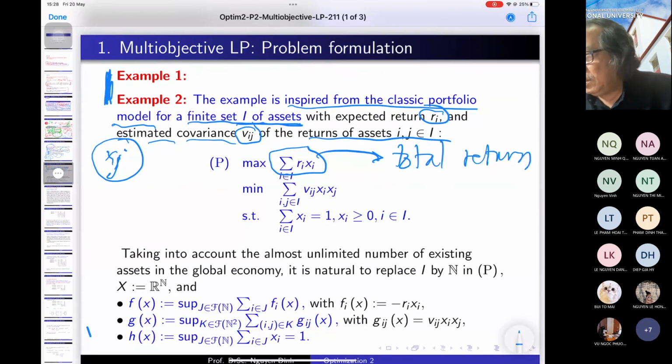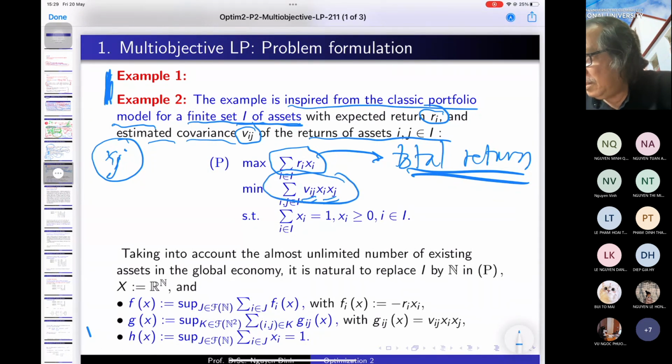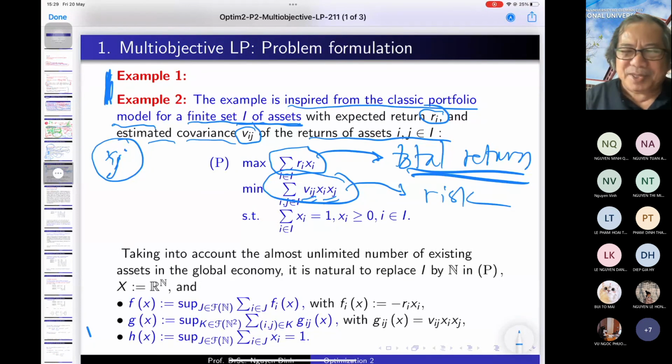Is that okay? The total return we want: you invest x1 to asset 1, x2 to asset 2, and each asset has a return. x1 has return r1, x2 has return r2 percent, and so on. Then the subproblem here is the total return of all of my assets, x1 to xn. And what is it? vij and xij, this is the risk. It's something like the risk.